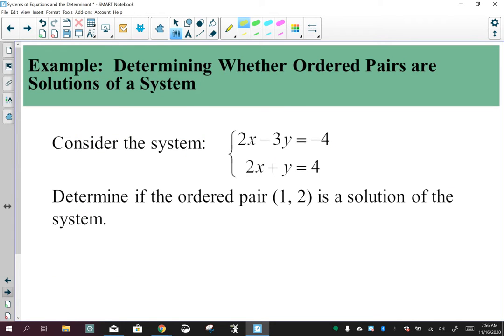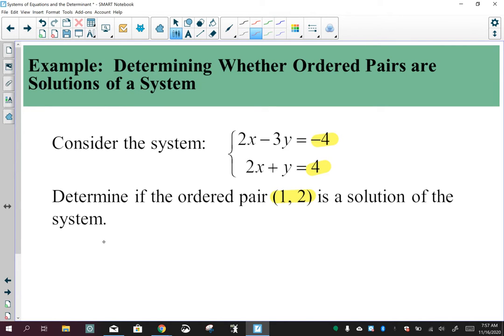So consider the system 2x minus 3y is equal to -4 and 2x plus y is equal to 4. I need to determine if (1, 2) is actually a solution for that system. If it is a solution, when I plug in 1 for the x and 2 for the y and evaluate, I should wind up with the numbers that are written over here off to the side. So all you're going to do is plug and chug. You're going to plug this in and determine, does this actually work?